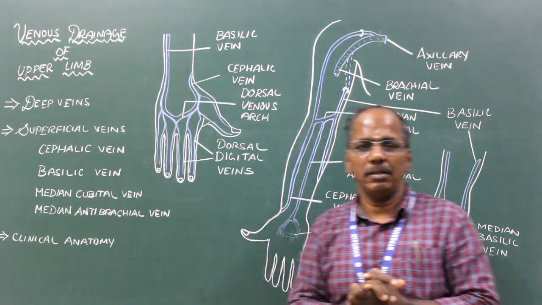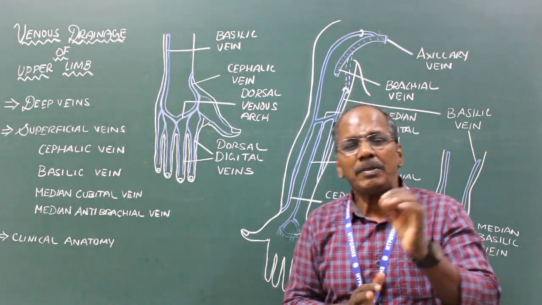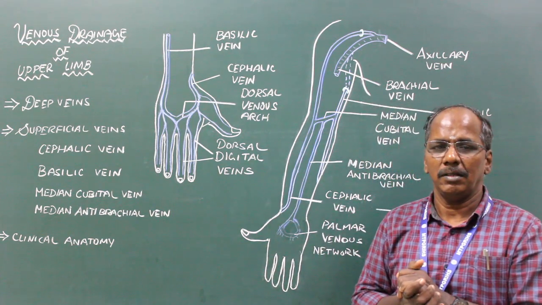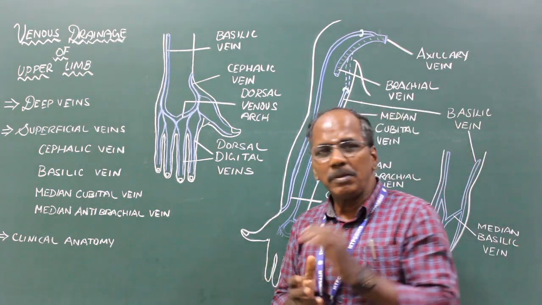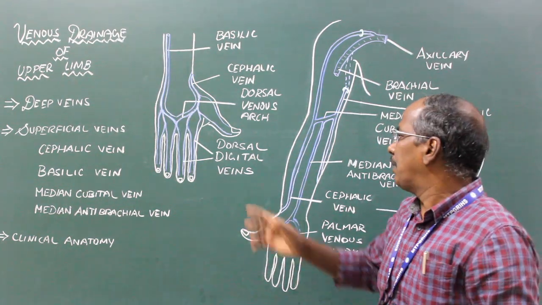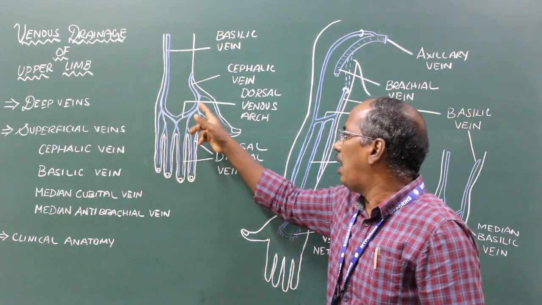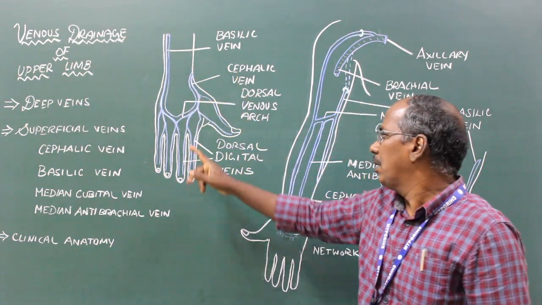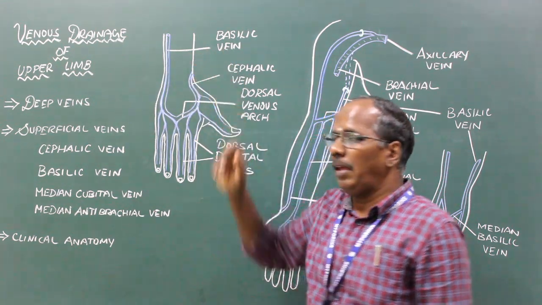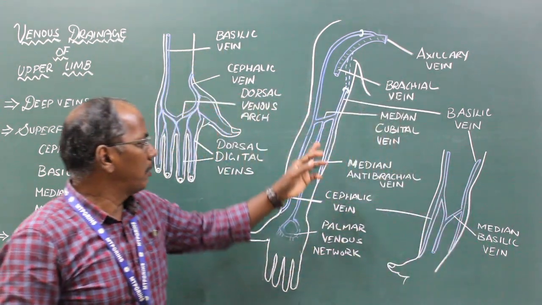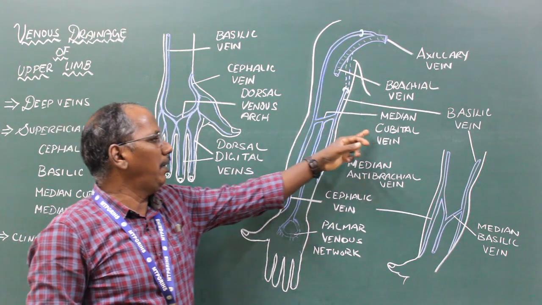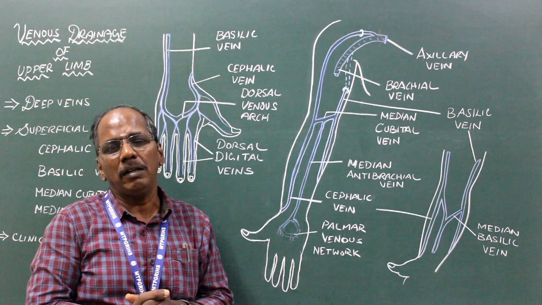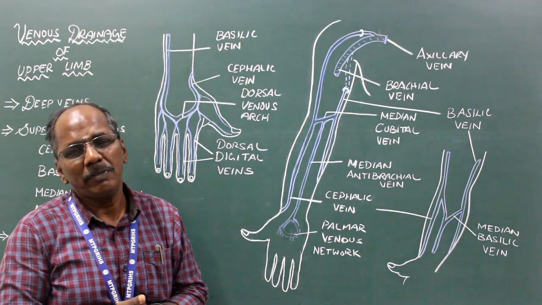Superficial veins. The superficial veins are present in the superficial fascia. The superficial veins include number one, dorsal venous arch, number two, cephalic vein, number three, basilic vein, number four, median cubital vein, number five, median antebrachial vein or median vein of forearm.